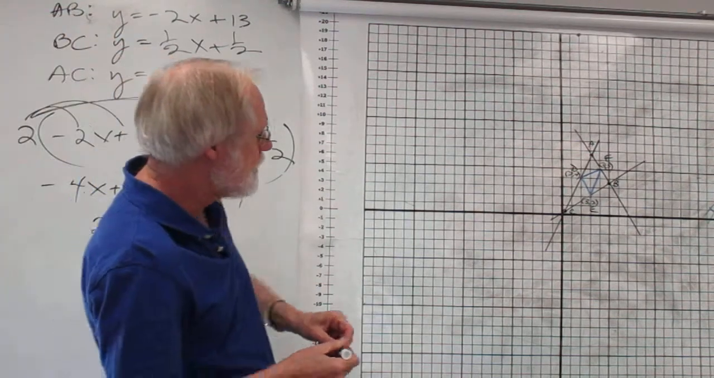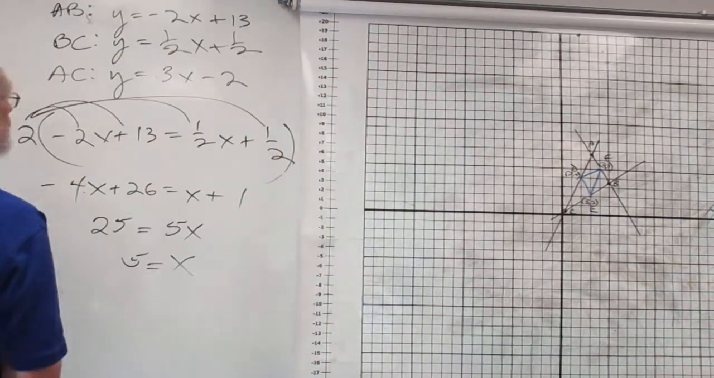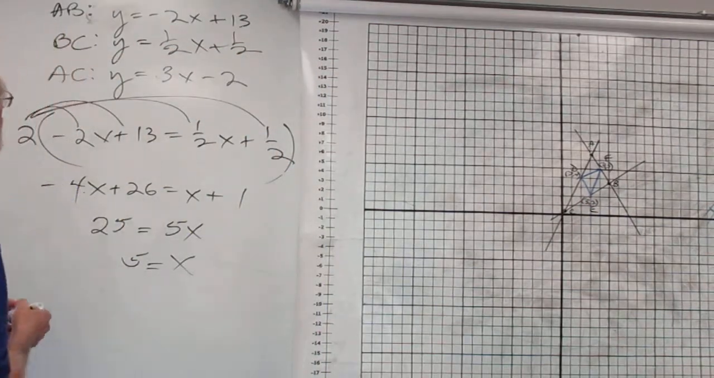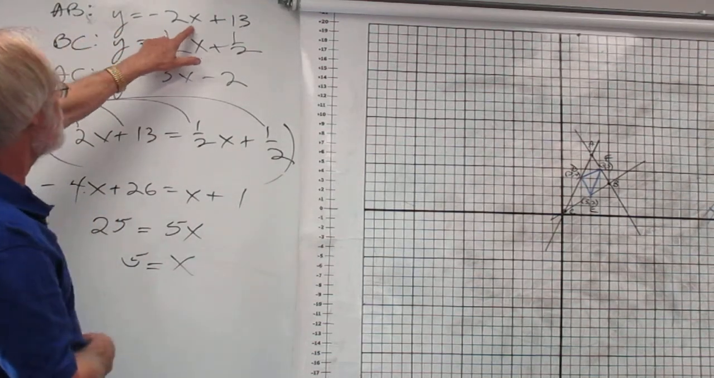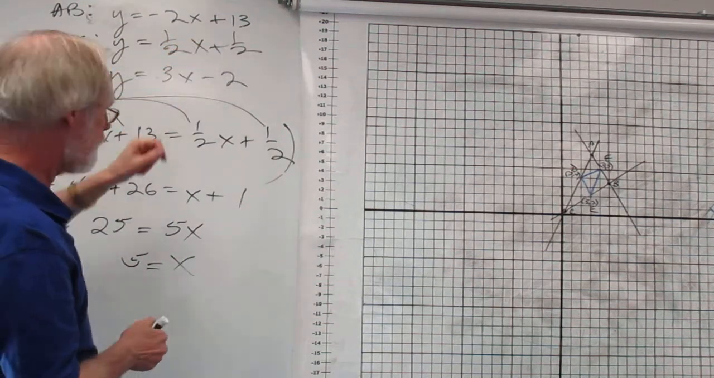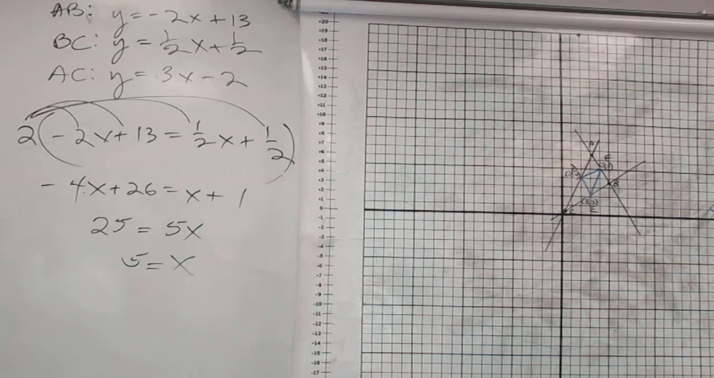All right, does point B look like it's out 5? Yes, it certainly does. So we take that 5 and put it back into one of the two original equations I was using, and that would be, let's put the 5 in here. That's negative 10 plus 13 is 3. So it looks like point B is at 5.